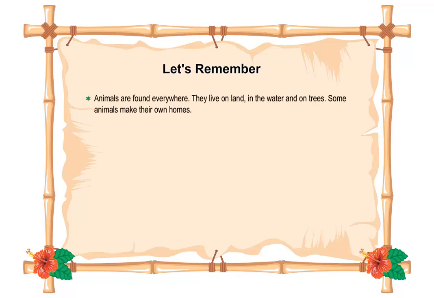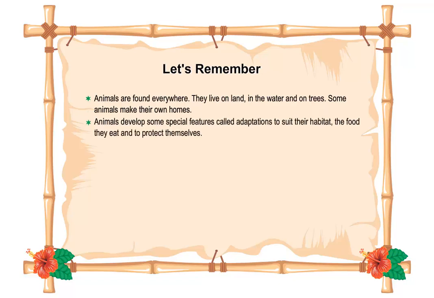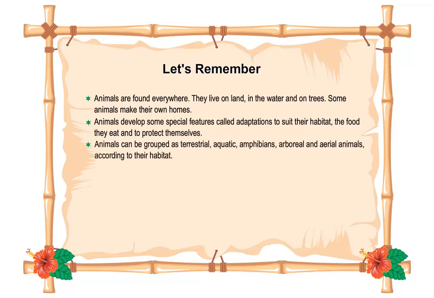Let's remember. Animals are found everywhere. They live on land, in the water, and on trees. Some animals make their own homes. Animals develop some special features called adaptations to suit their habitat, the food they eat, and to protect themselves. Animals can be grouped as terrestrial, aquatic, amphibians, arboreal, and aerial animals according to their habitat.